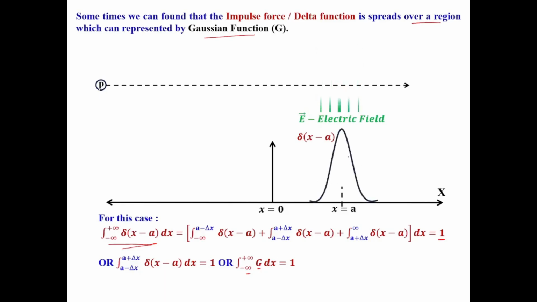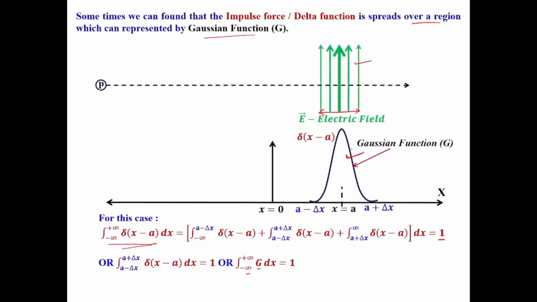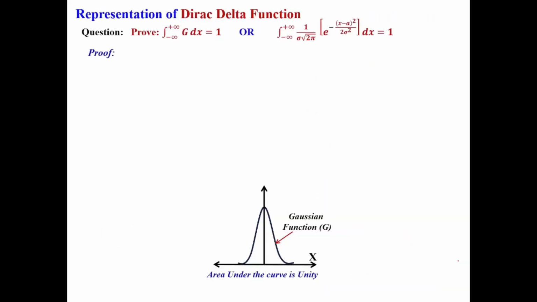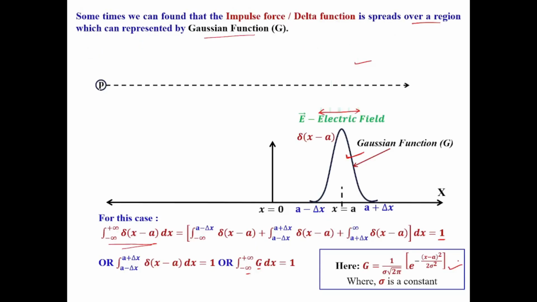The typical Gaussian function is represented like this. So here the electric field, which is spread over a region from this point to this point, can be represented by this function. The typical Gaussian function mathematically can be represented like this. In this class particularly, we are going to discuss the representation of the Dirac delta function. As we saw here, a Gaussian function can also be represented as a Dirac delta function.